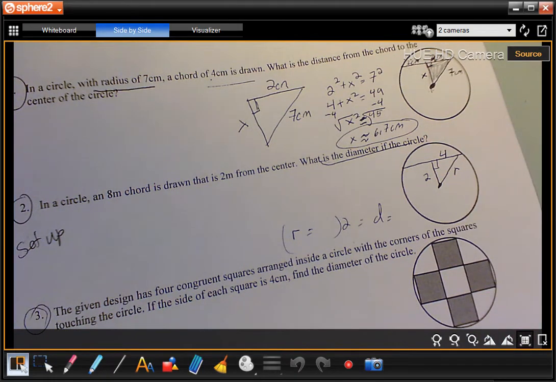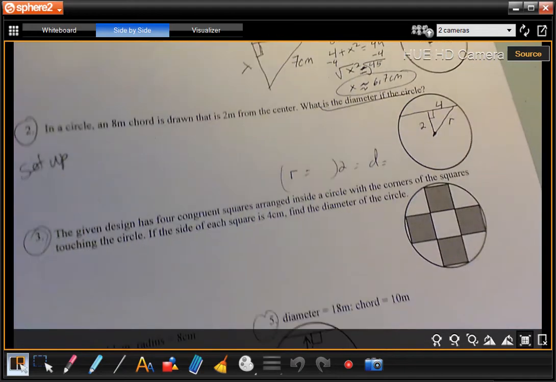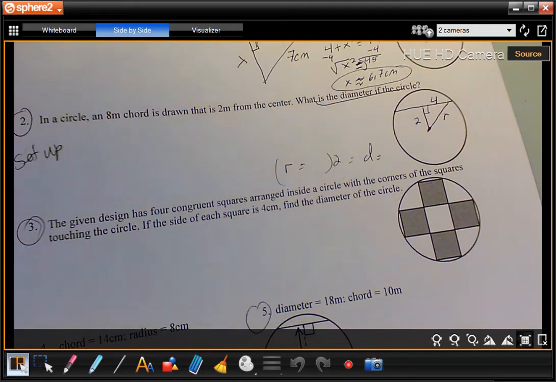Okay, number 3 is really interesting. The given design has 4 congruent squares arranged inside a circle, with the corners of the squares touching the circle. Okay, so they're touching the circle.